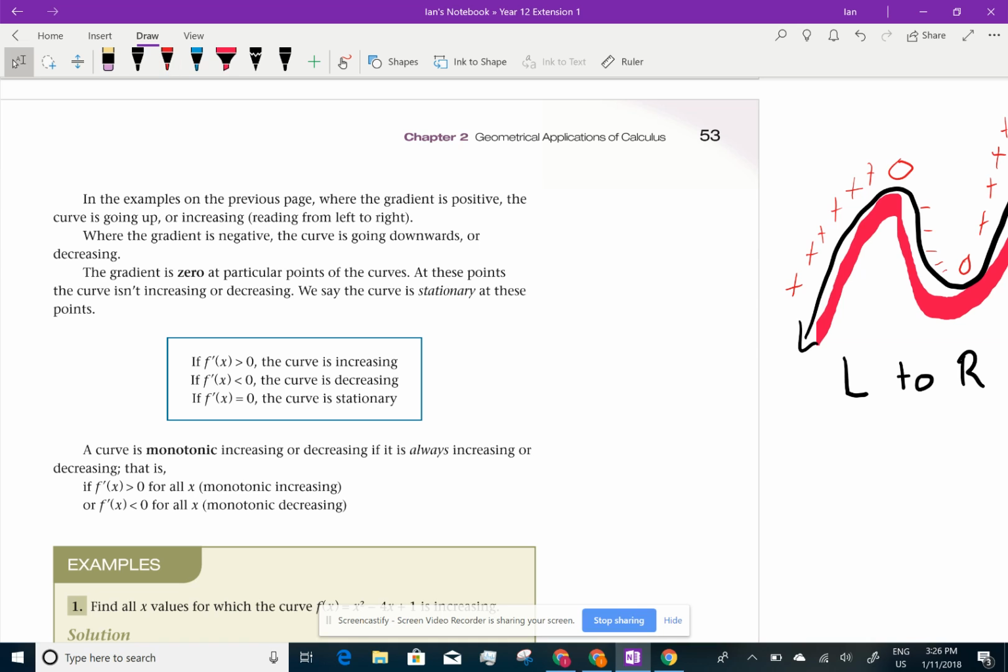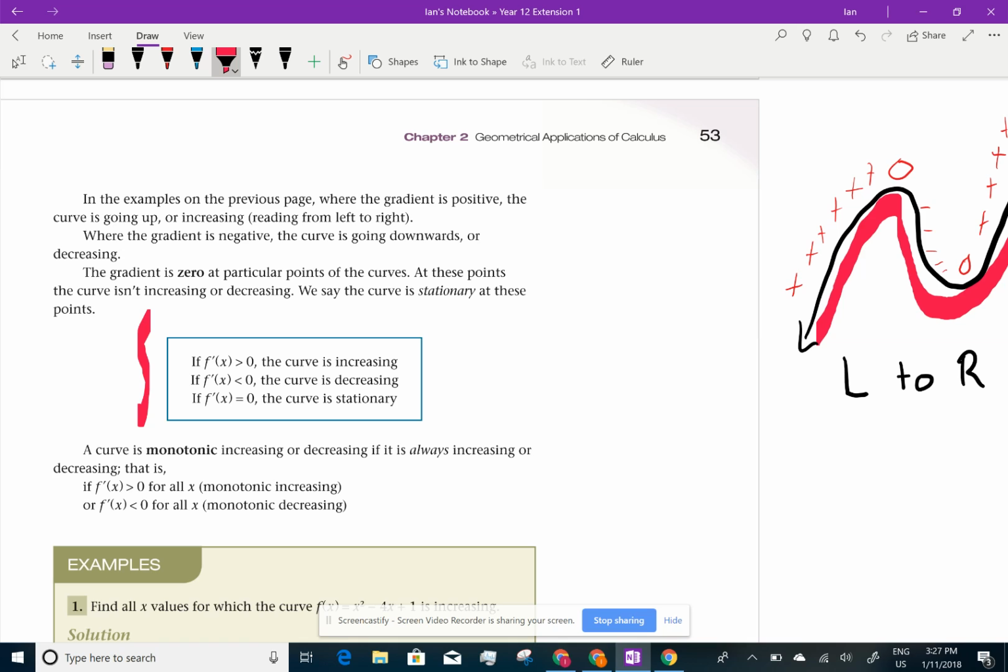So in your notes, you need to have this. If f dash x, that's the gradient, is positive, that means greater than zero, the curve is increasing. If f dash x is less than zero, that means it's negative, it's decreasing. If f dash x equals zero, then the curve at that point is stationary. It's neither increasing nor decreasing.